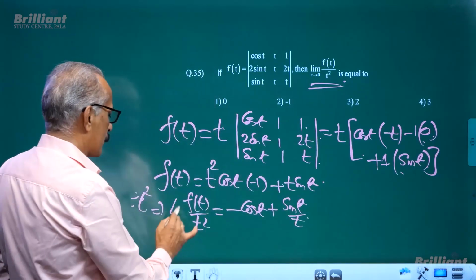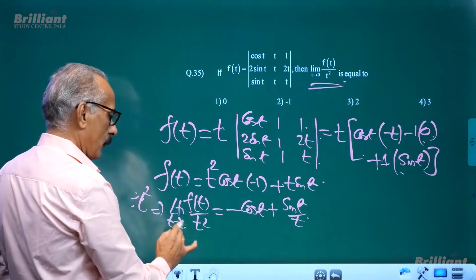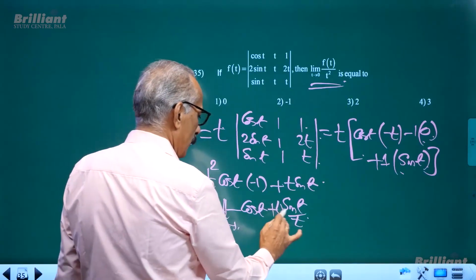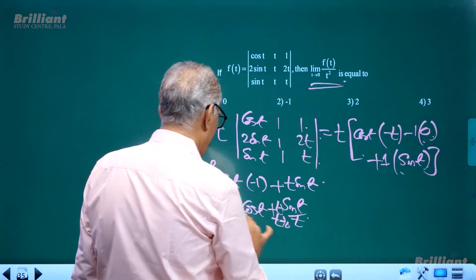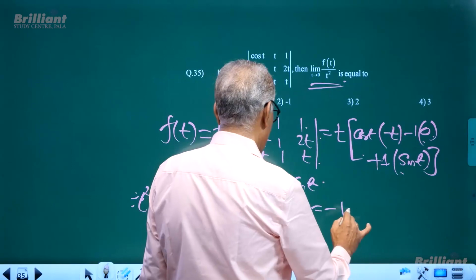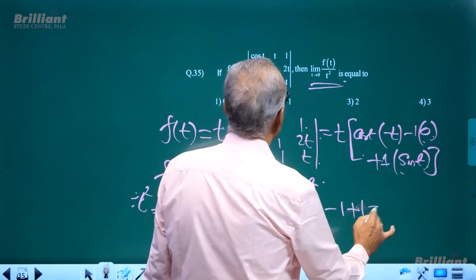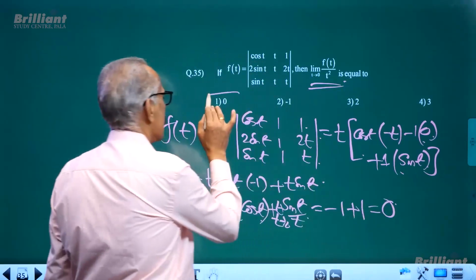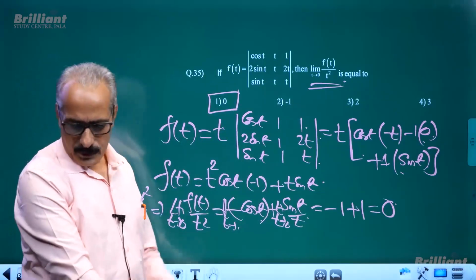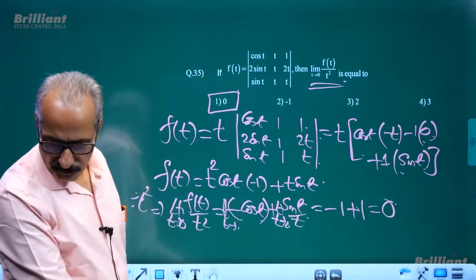Now there itself you take limit t tends to 0. Here also limit t tends to 0. Here also limit t tends to 0. You all know that. This is minus cos t. That is equal to minus cos 0, 1, plus 1. So the answer is 0. Your answer is 0. Minus 1 plus 1. Cos 0 is this. That is this.